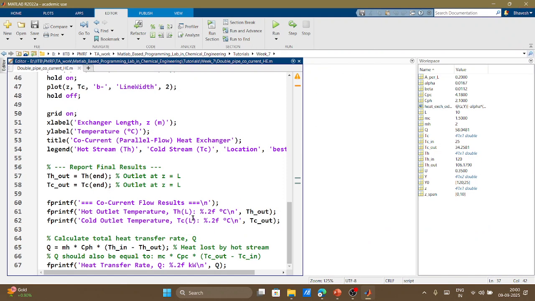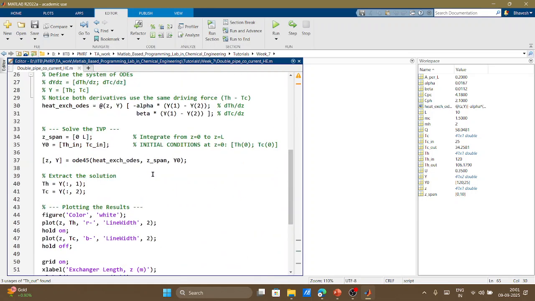What else have we been asked? We have been asked to compute the heat transfer rate. So that is nothing but the overall heat transfer, m Cp delta T, right? You know the flow rate m and Cp for the hot stream, the inlet temperature of the hot stream minus the outlet temperature of the hot stream, and the outlet temperature is given as the end value of your TH and TC computed from your heat exchanger data, right?